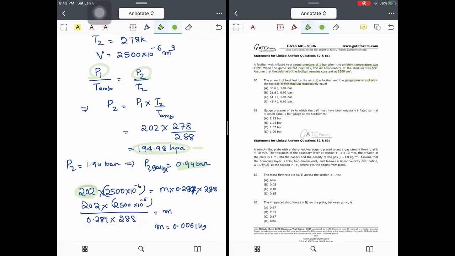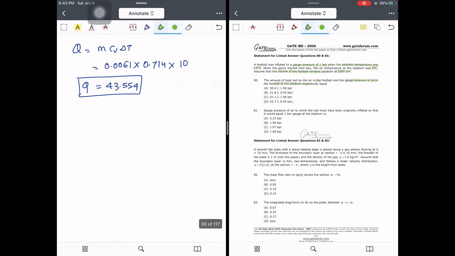Now we need to calculate the amount of heat lost. For that we need to calculate the value of mass. We know that P1 V1 is equal to m R T. Just put P, this is again absolute pressure, into V, m, R 0.827 kilojoule per kg Kelvin, 288. Here also there is kilopascal, and here also kilojoule per kg Kelvin. From here I get the value of m.